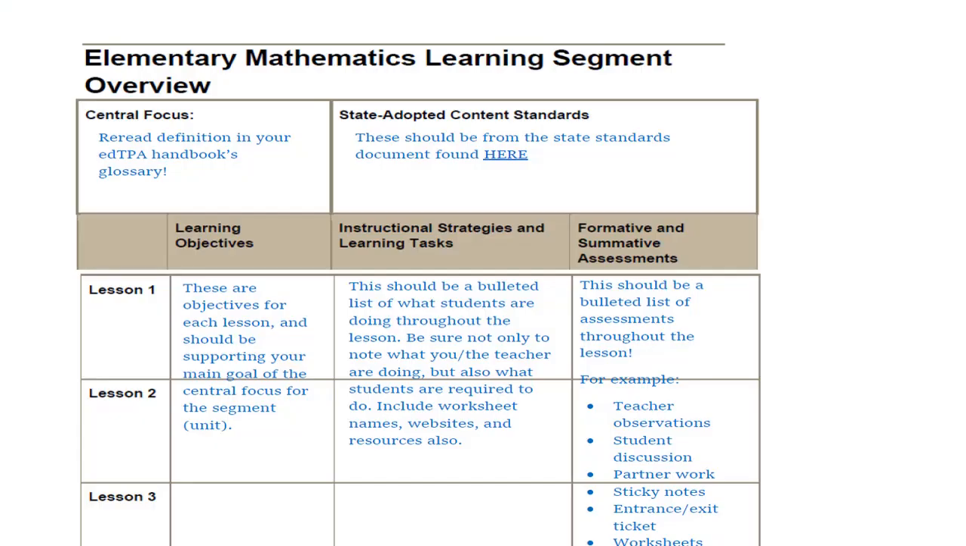Hey, welcome back. This is Dr. Patricia Kolonicki talking about today's elementary edTPA task 4, specifically the learning segment.